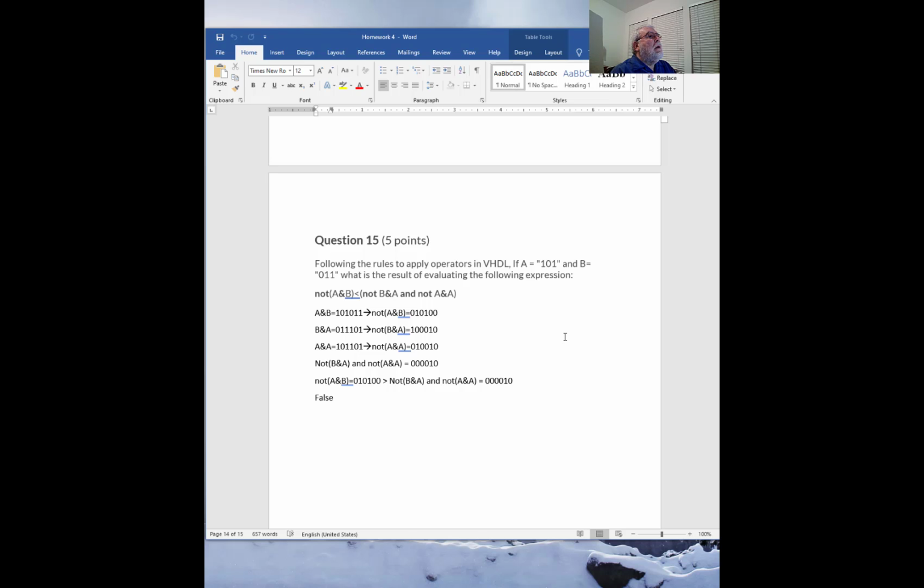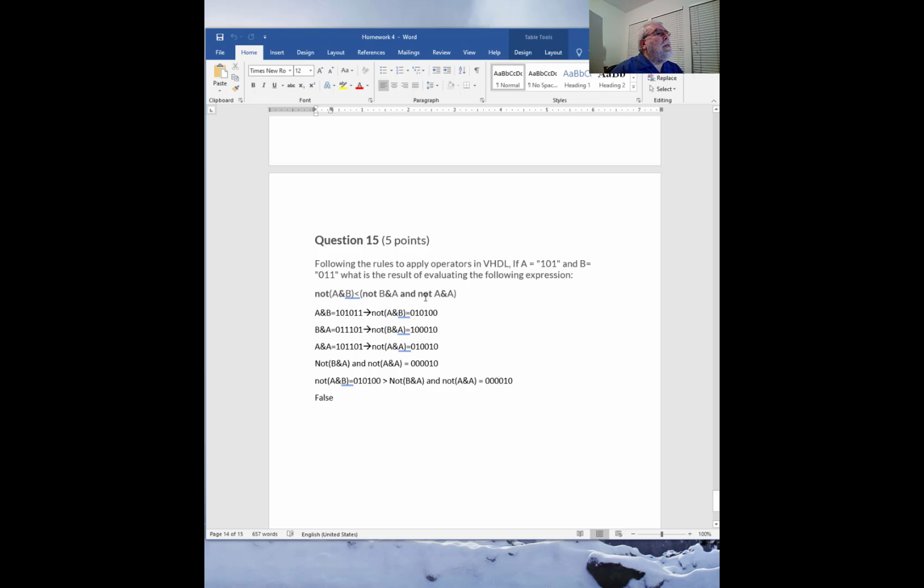Okay, the last question is a question that pretty much reviews the concatenation property in VHDL. Okay? So we have variables A and B. A is 101, which is 3 bits, and B is also 3 bits, 011. And then we want to know this. What is the result of this? This is a logic expression. So your answer should be that it's true or it's false.